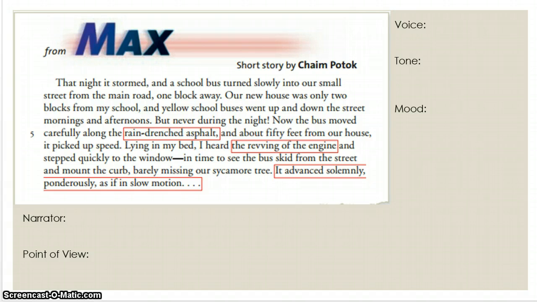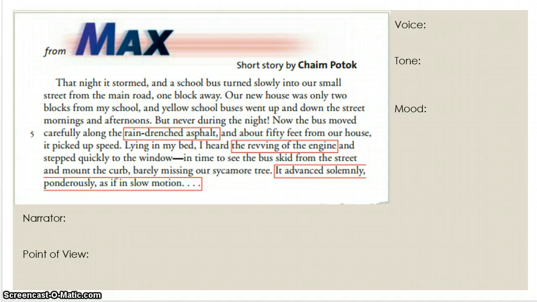That night it stormed, and a school bus turned slowly into our small street from the main road, 1 block away. Our new house was only 2 blocks from my school, and yellow school buses went up and down the street mornings and afternoons, but never during the night. Now the bus moved carefully along the rain-drenched asphalt, and about 50 feet from our house it picked up speed. Lying in my bed, I heard the revving of the engine, and stepped quickly to the window, in time to see the bus skid from the street and mount the curb, barely missing our sycamore tree. It advanced solemnly, ponderously, as if in slow motion.